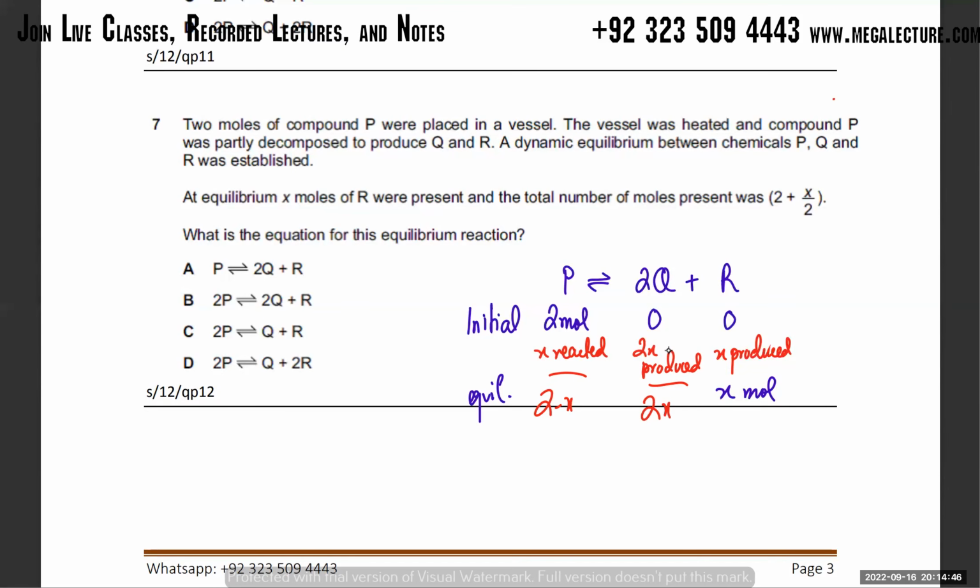So is this working clear? Does it make sense? Baki clear, Rafi? Yes, sir.